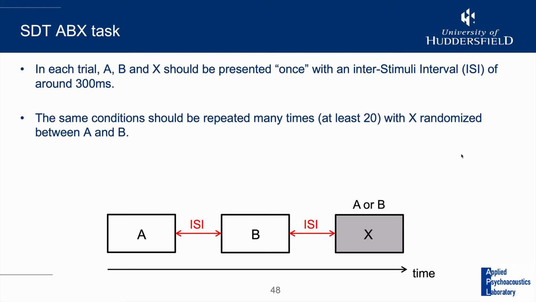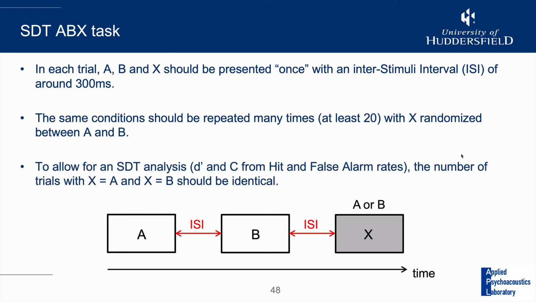So A could be the standard, B is the comparison, and X could be either A or B, randomized in each session. To allow for an SDT analysis, the number of the trials with X equals A and X equals B should be the same. Then we can calculate D prime and C from the hit and false alarm rates in a similar way that we saw in the 2IFC example.